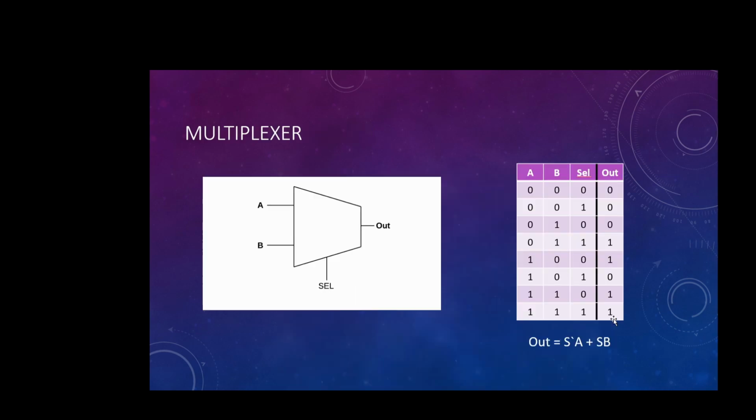Let's look at another entity that is very commonly used, which is the multiplexer, or MUX in short. It has two inputs, A and B. In this example, it's just one bit each. And there is another bit called select that will select which of either A and B will go through.